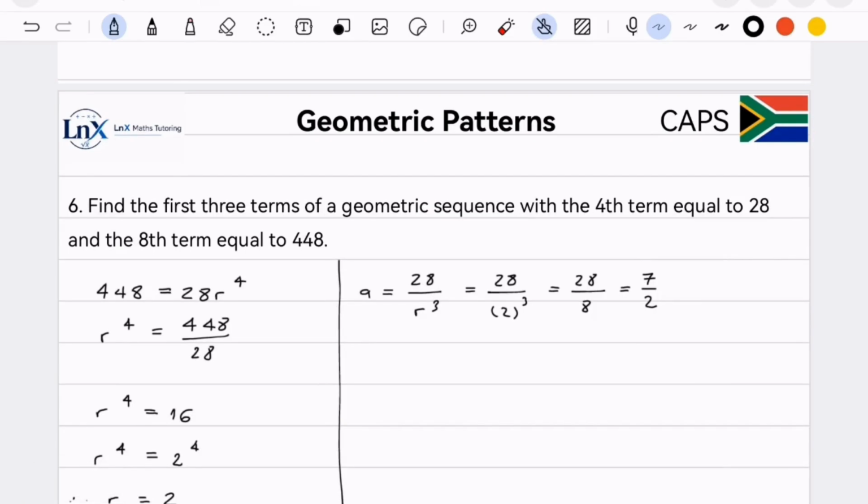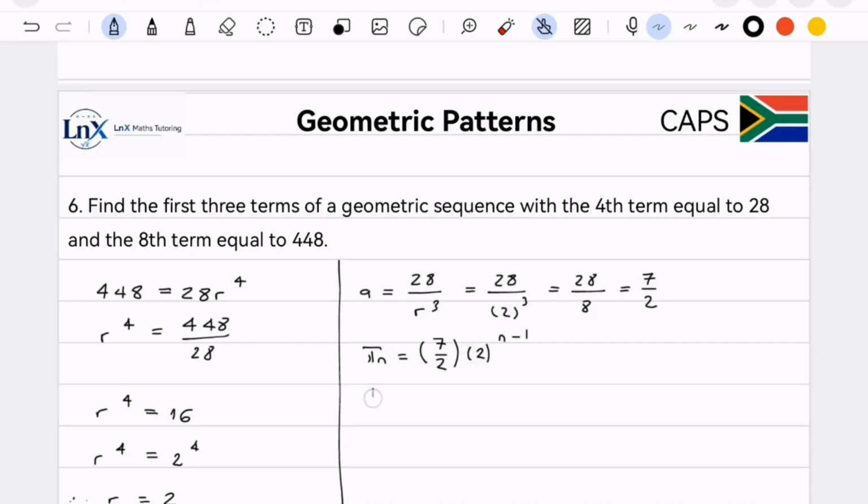So our general formula is actually Tn. It's going to be Tn equals A, our A is 7 over 2. So we have 7 over 2, then our R is 2. So it's 2^(n minus 1). Right? So we need to find the first three terms.